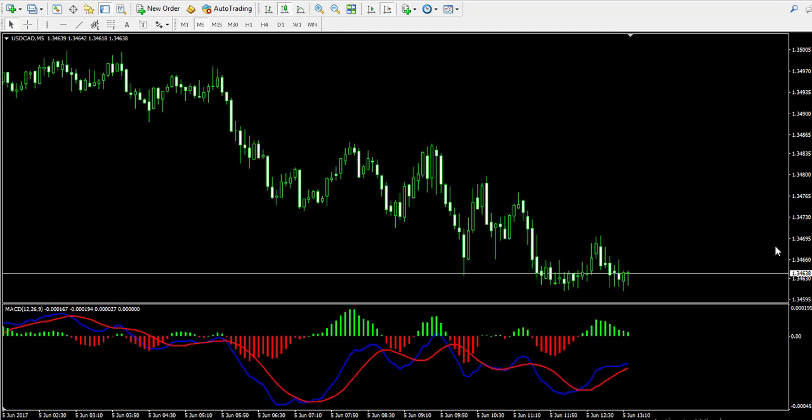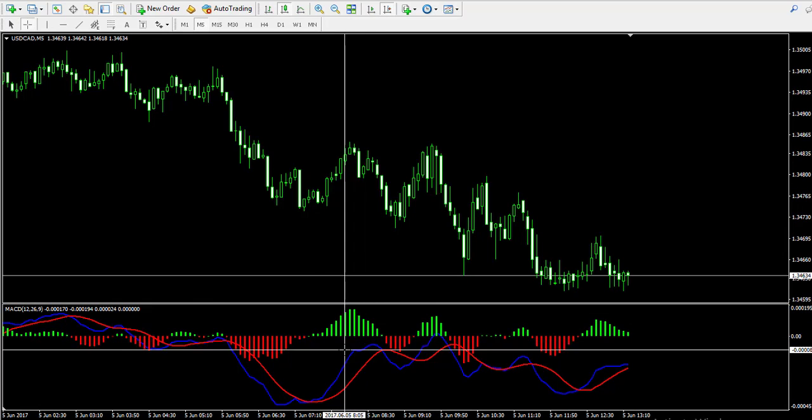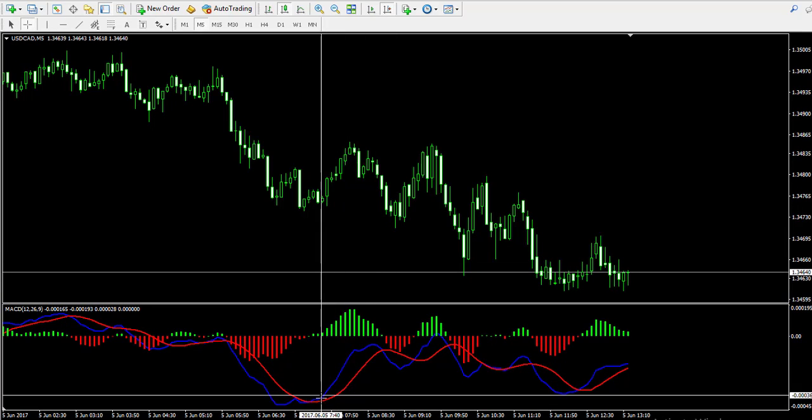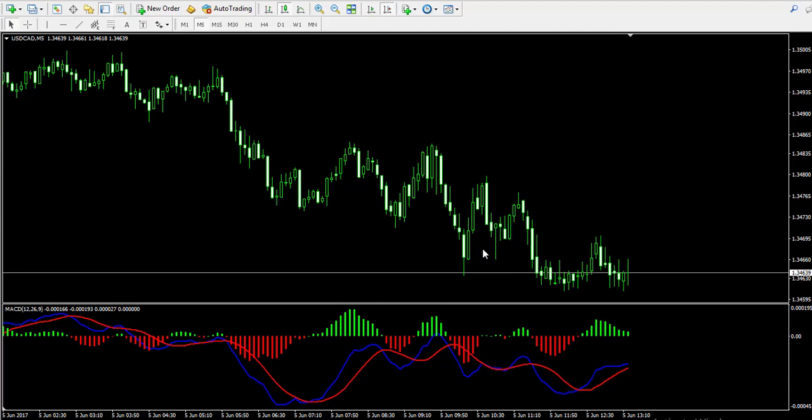So currently I'm looking at the 5-minute chart of the American dollar Canadian dollar forex pair, and I've also attached at the bottom of the chart a well-known indicator that is called the moving average convergence divergence, also known as the MACD. So the MACD indicator consists of a couple of lines and a histogram. The blue line is the MACD line and the red line is the trigger line. Both lines are calculated using moving average functions on the price action.